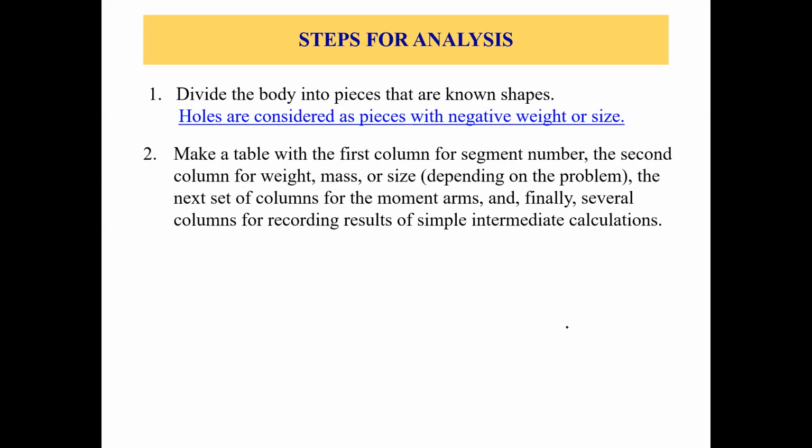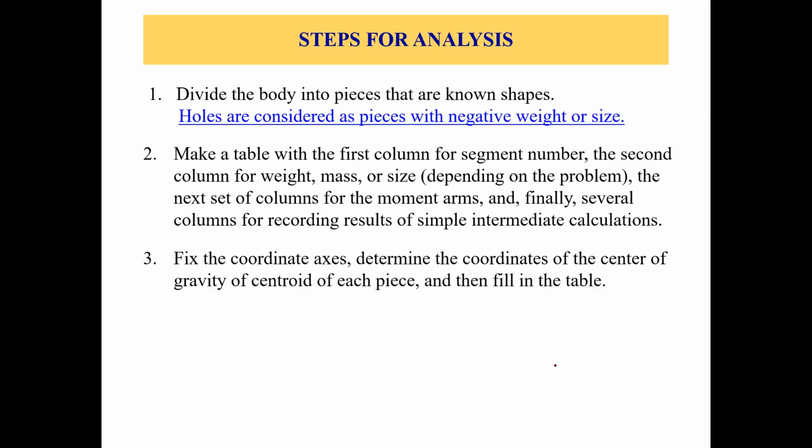Okay. Then make a table with the first column for segment number or part number, and the second column for weight, mass, or size, depending on the problem, whether you are going for center of gravity, center of mass, or the centroid, right? So we'll use the second column for weight, mass, size, or area. The next set of columns is for moment arms, and finally several columns for recording results of simple intermediate calculations, right? Once we go through the practice problems, we will understand more about this step, okay?